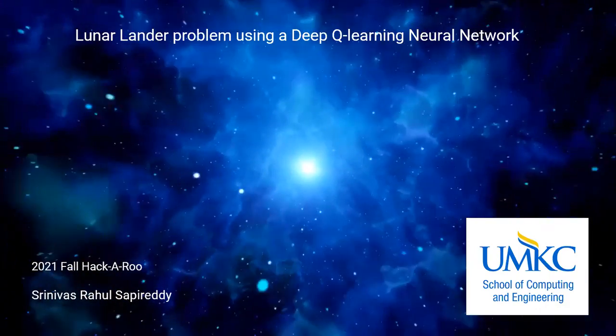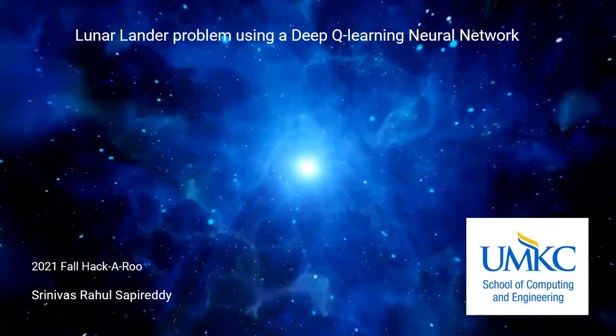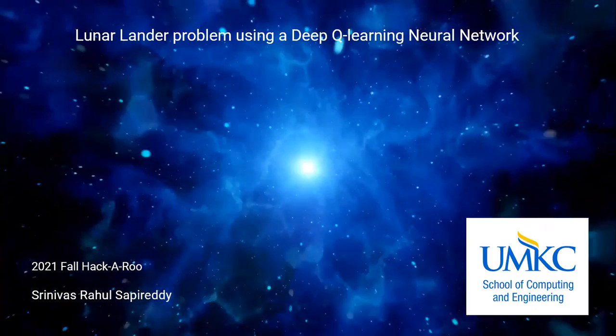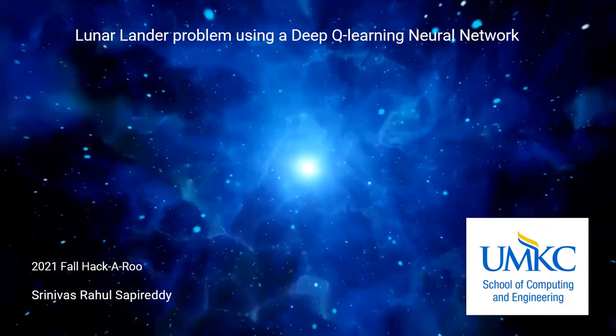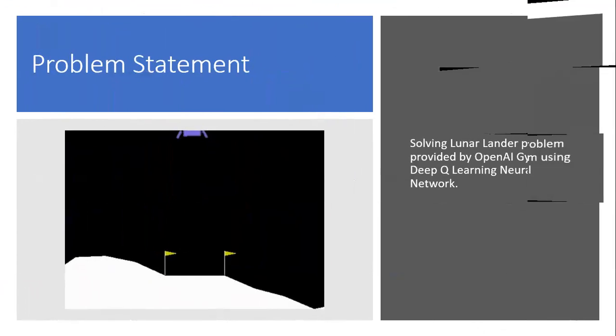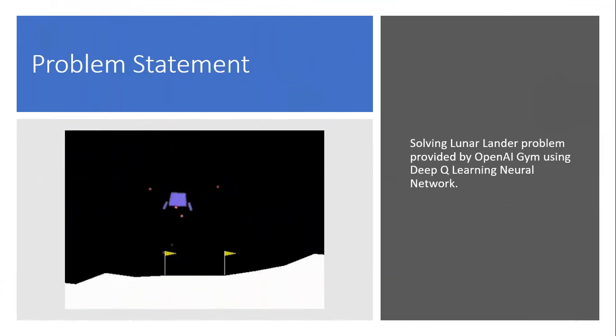This project is for 2021 fall Hack-A-Roo. Project title: Lunar Lander Problem using Deep Q Learning Neural Network. Here, I try to solve the Lunar Lander problem provided by OpenAI Gym using a Deep Q Learning Neural Network.